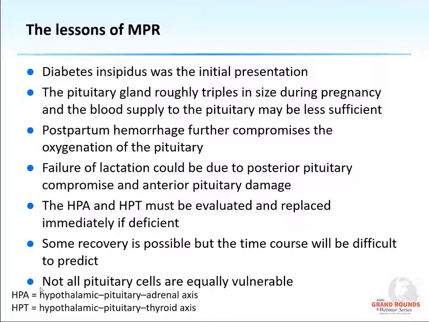And one needs to be mindful that the hypothalamic pituitary adrenal axis and/or hypothalamic pituitary thyroidal axis must be carefully evaluated and replaced immediately if found to be deficient. Sometimes recovery is possible, but the time course will be difficult to predict. And as we just reviewed, not all pituitary cells are equally necessary nor equally vulnerable.